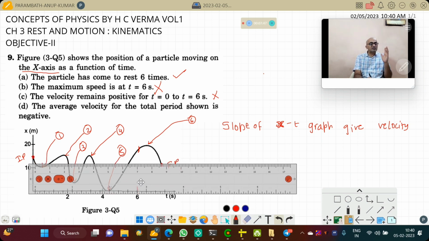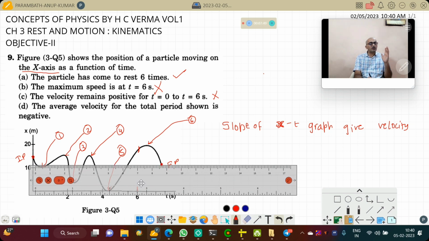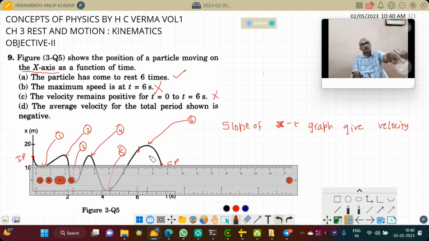But if I am considering this particular point as the final point, then it is coming out to be negative. And so this is coming out to be around 11. So 11 minus 15 divided by time taken, that is negative. So if we are considering only up to 6 seconds, because each of the options is saying maximum speed at time t equal to 6 seconds, velocity remains positive for t equal to 0 to 6 seconds, then if we are considering only 0 to 6 seconds, saying the average velocity is negative is wrong. It is positive. This is at this position.